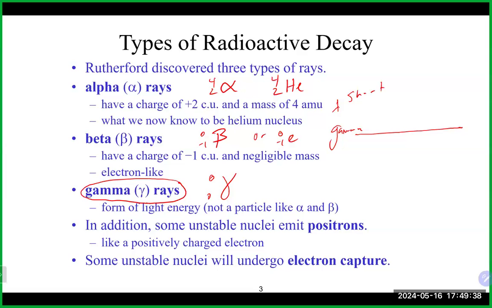In addition, we'll talk about some other very common radioactive particles and situations that we come across. Sometimes they will emit what is referred to as a positron. It's like an electron with a better attitude. It is positively charged, and it does use the same symbols as a beta particle, except it's +1 instead of -1.